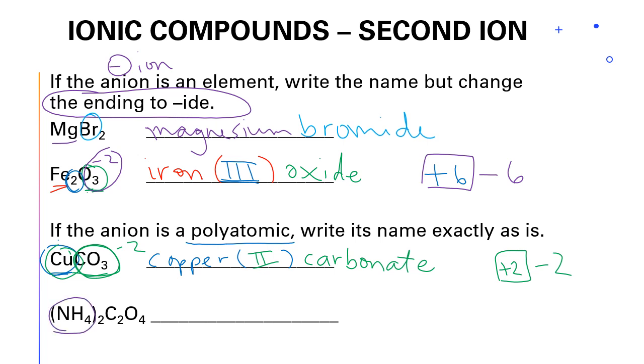Here I've got NH4, which is a polyatomic off the chart. It's called ammonium. Since it's coming straight from the chart, I don't have to think of Roman numerals. I don't have to think of anything else. It's just ammonium. The C2O4 is also coming straight off the chart. That's oxalate. So this is called ammonium oxalate because that's all it is. I don't need a Roman numeral. I don't need to do anything else for it. Just ammonium oxalate. Remember, every single name has only 2 words.